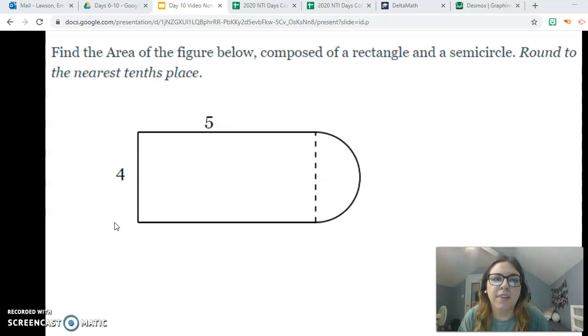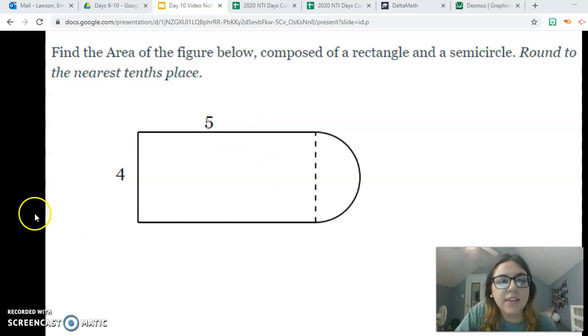But the last thing that we're going to look at this week is going to be area of irregular shapes. And so your assignment today is going to be on Delta Math. When you go to Delta Math, this problem set has a lot of different problems, but I'm going to just walk you through one because the process will be the same for all of them.